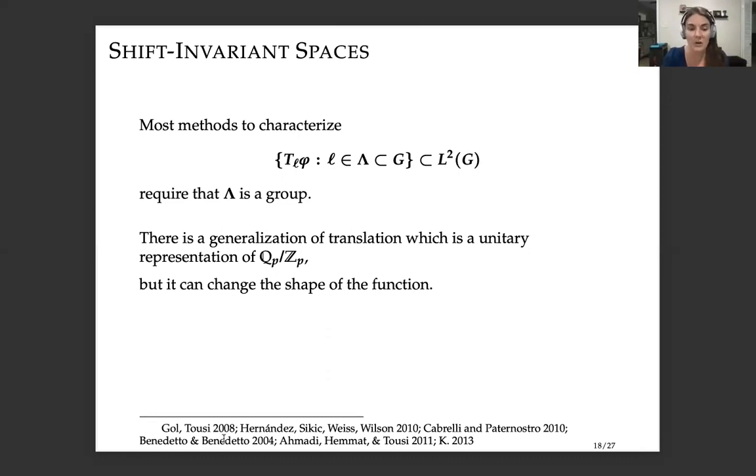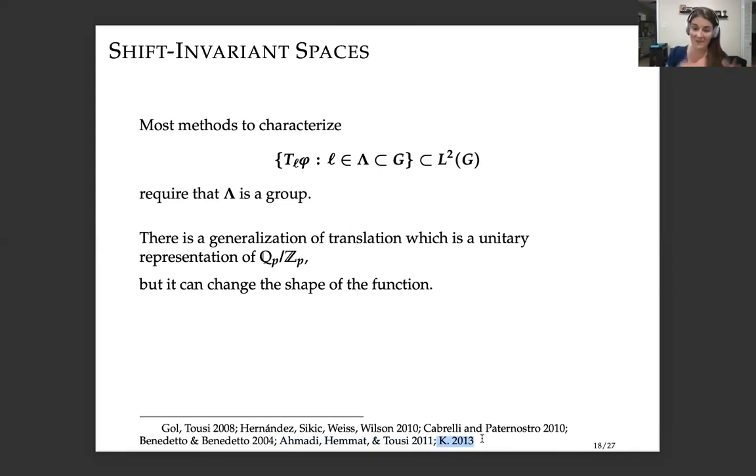And there's been some work, this paper right here, where people have taken some of these standard results from shift invariant spaces and applied them to these sorts of translations. However, these translations can do very bizarre things. For a lot of functions, this translation will actually change the shape of the function. It doesn't have the same support size. It's unitary, but it's doing some weird things.